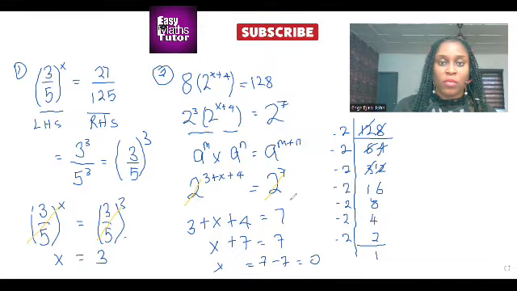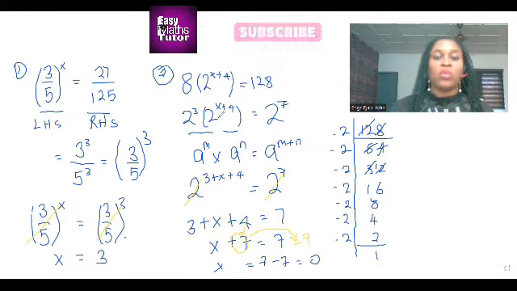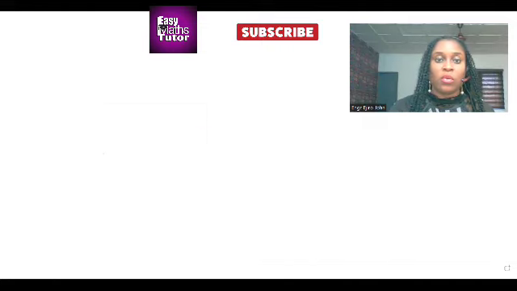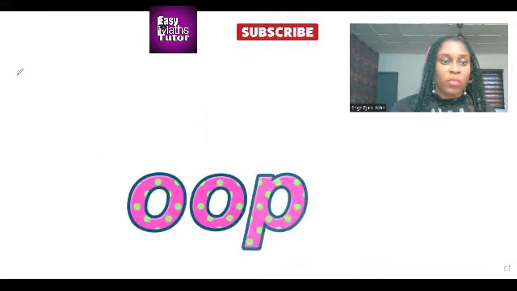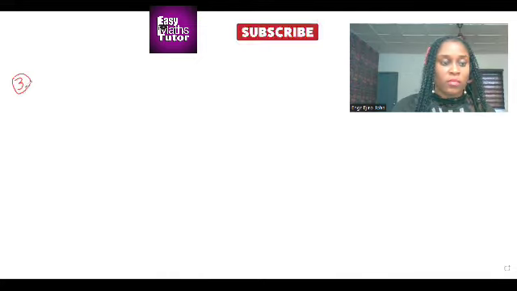Remember that when plus 7 crossed over to this side, it became minus 7. So that was how we got this problem. So that's 2 solutions. So what we're going to do, we are going to solve the third problem here.